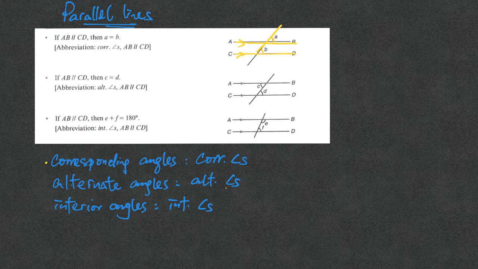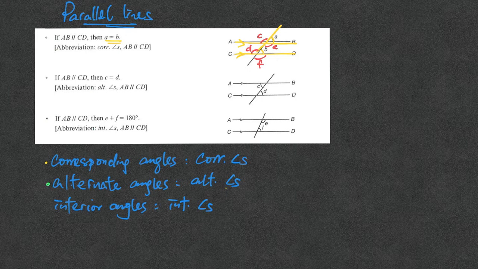Similarly, we can find other pairs of corresponding angles in the figure, like C and D on the top left-hand corner, and E and F at the bottom right-hand corner. In parallel lines, corresponding angles are equal to each other. So A is equal to B, or C equal to D, or E equal to F. These are called corresponding angles.